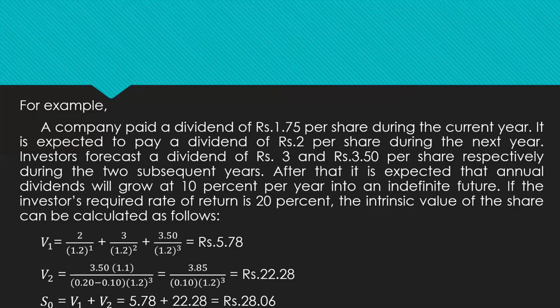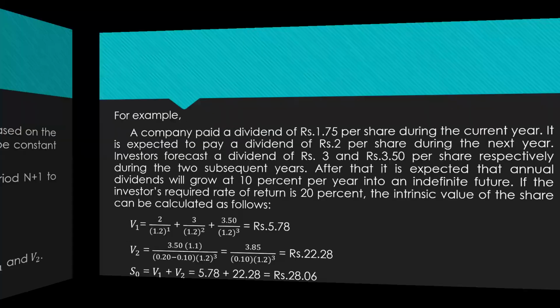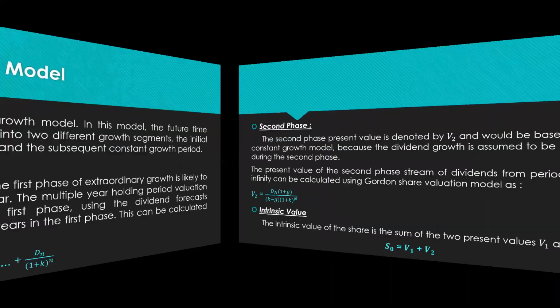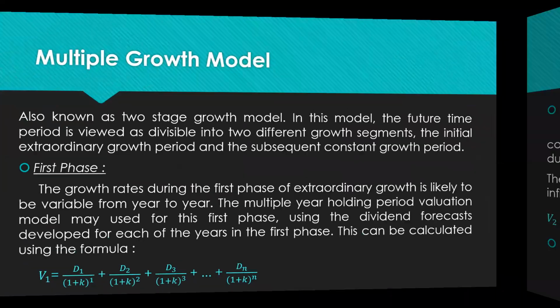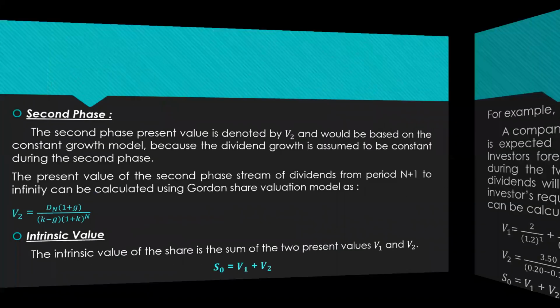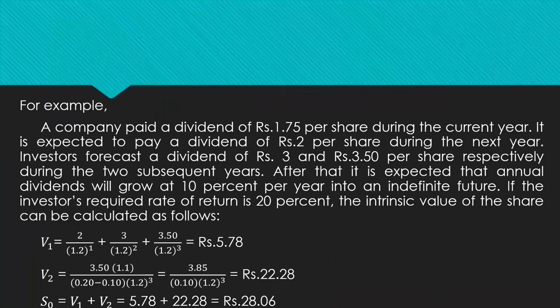Here, V1 can be calculated by taking into consideration the various dividends, which are 2, 3 and 3.50, each divided by the denominator. The formula to calculate the denominator is (1 plus K) raised to 1, 2, 3 like that.